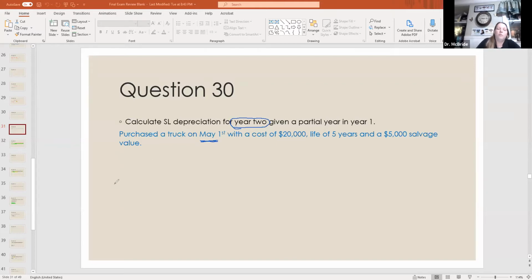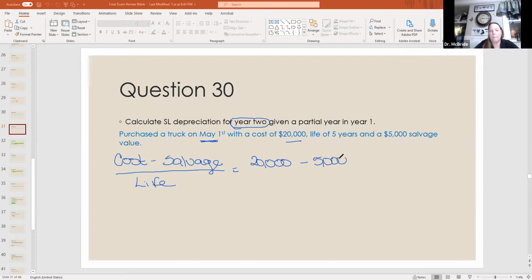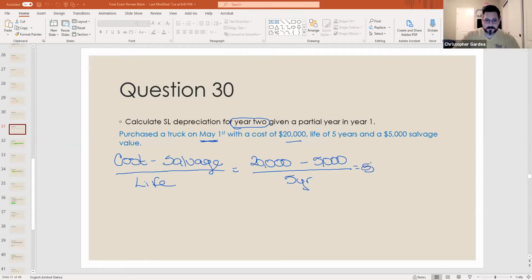So we need the formula, which is our cost minus the salvage value divided by the life. So the truck cost us $20,000. It has a $5,000 salvage value and it has a 5-year life. So we have $5,000 a year, right? $4,000 a year.